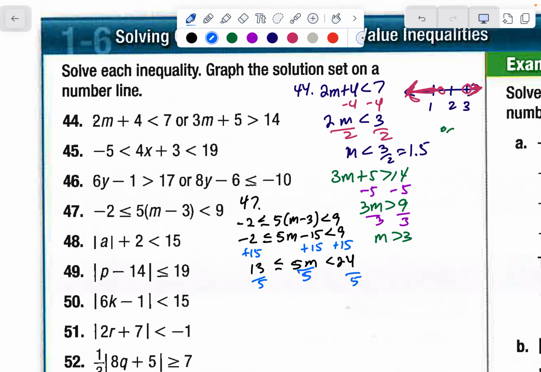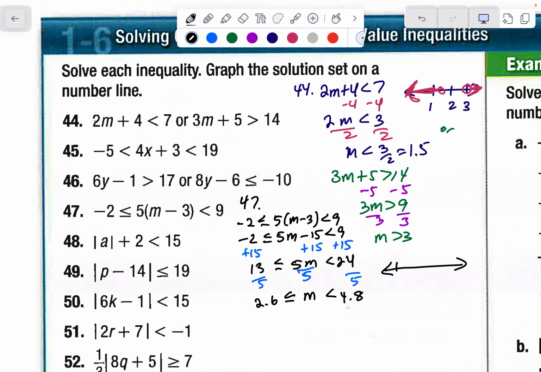Now 13 over 5 and 24 over 5, for most intents and purposes, is correct. But getting an actual value is pretty good. So this would be 2.6, and this would be 4.8. Okay? And then I want to see the graph.